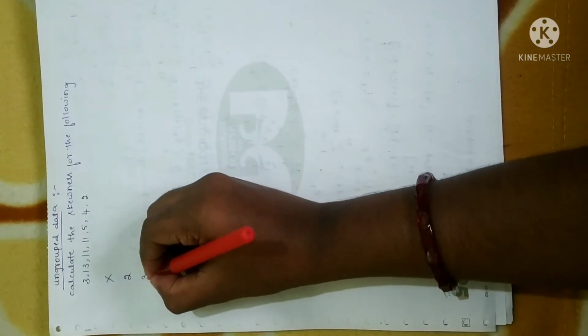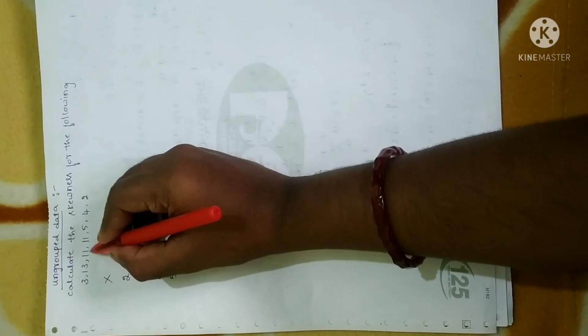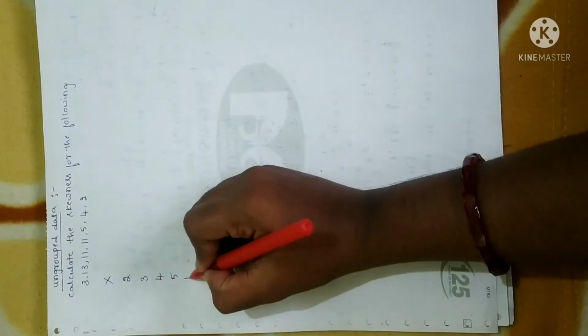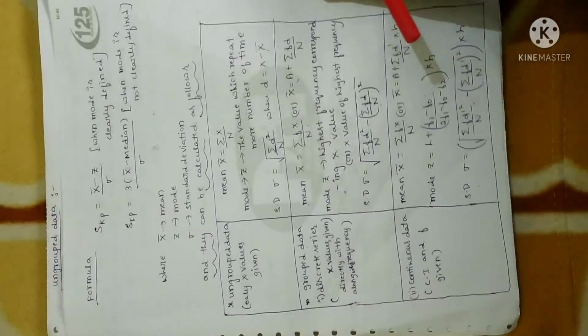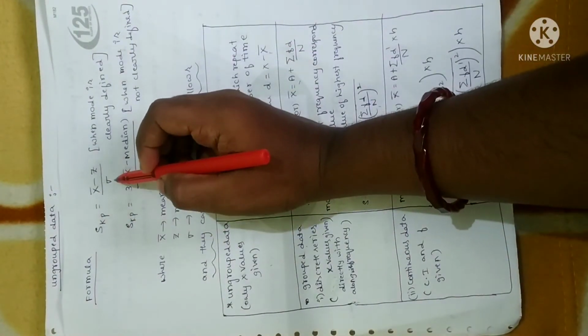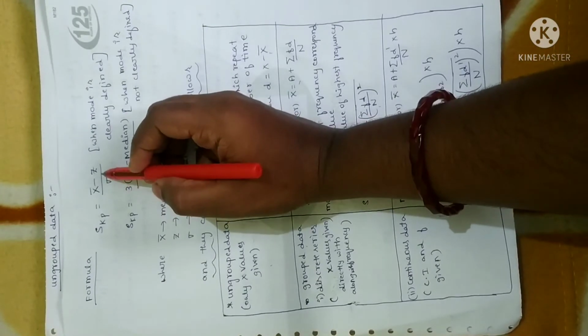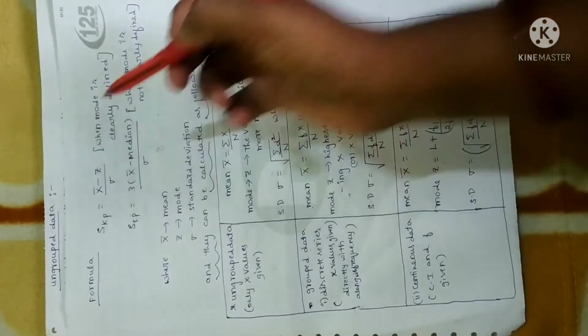the least value 2, next least value is 3, next 4, 5. Now you can clearly note that 11 is repeated 2 times, so you have to write 11 2 times. Next 13. Fine. Now the X values are listed. So as I said earlier, we have to use this formula, that is SKP is equal to X bar minus Z divided by sigma, where Z is the mode, X bar is the mean and sigma is the standard deviation.